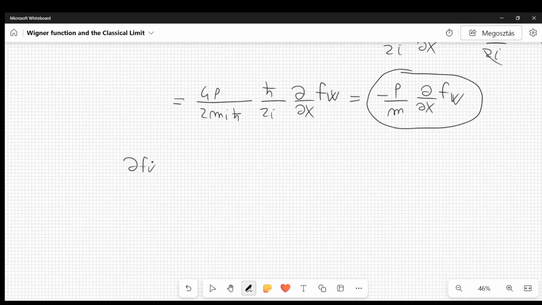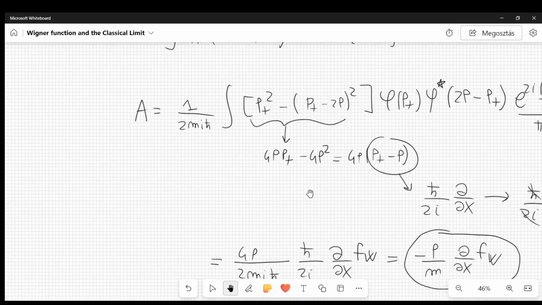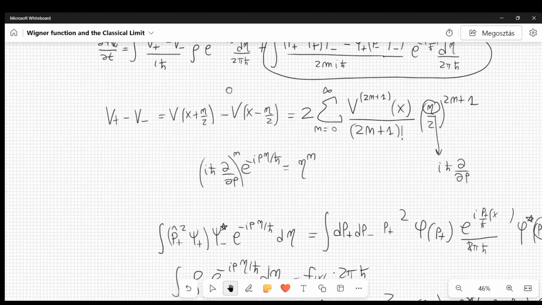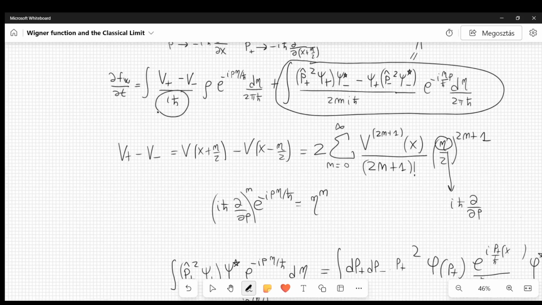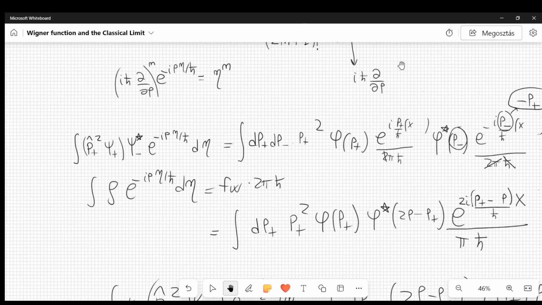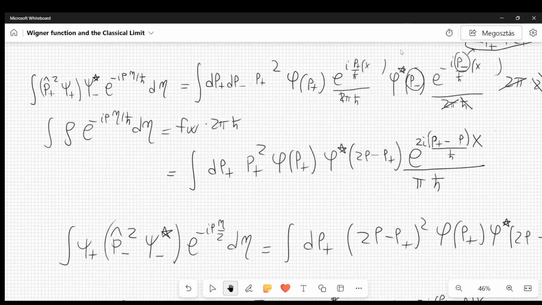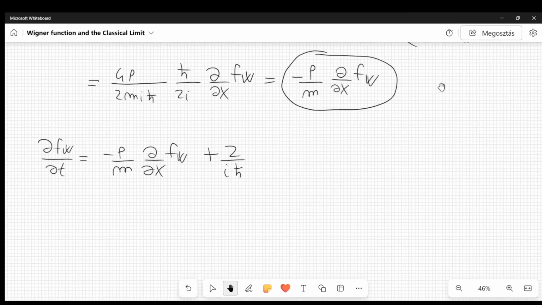We have partial derivative of the Wigner function with respect to time, which is equal to, we have minus p over m partial derivative with respect to x of the Wigner function. And then we have plus 2 over i h bar, and this 2 divided by i h bar comes from here. Let me just show you. The 2 comes from here. The i over h bar comes from here. And then after you take it out, when you integrate, you get the Wigner function. So we can simply write this series, and then here on the right, we write the Wigner function, basically. That's the idea.